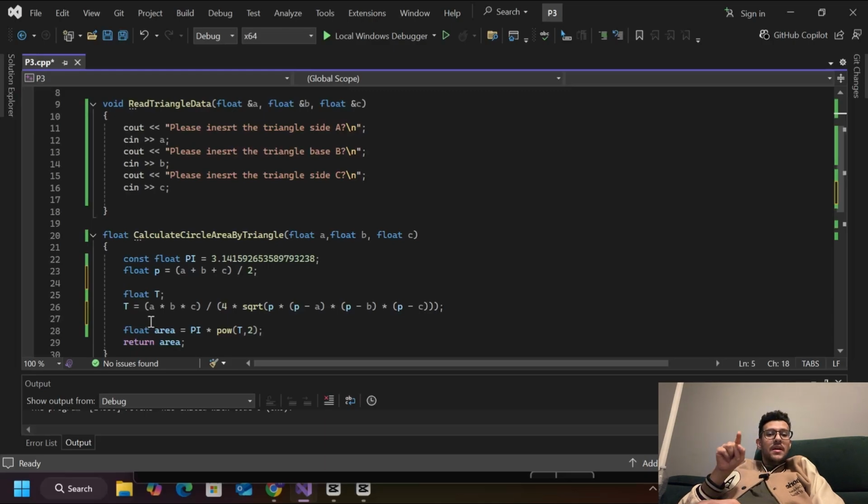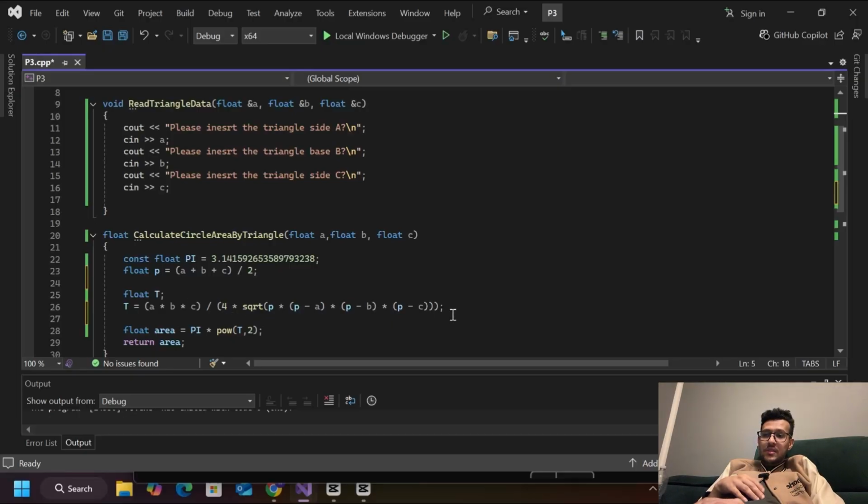We said area equals pi multiplied by, we open brackets and inside it some math, which was A multiply B multiply C, close the bracket, divided by 4 multiply square root of P multiply open bracket P minus A, multiply open bracket P minus B, multiply open bracket for the last time P minus C. All this process was between two brackets. We take all these results that exist between two brackets on the slide, square it or raise it to the power of 2, and after that multiply it with pi.